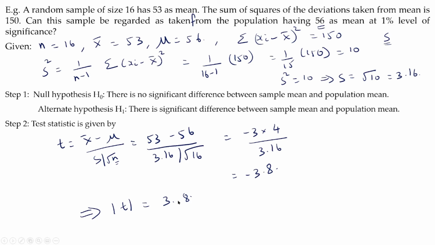Now the next step is finding the table value. Here the number of degrees of freedom is n minus 1 will be 15. So degrees of freedom nu equal to 16 minus 1, which is 15, and the level of significance alpha is 1%. So alpha equal to 0.01. So we need to find t value for 1% level of significance with 15 degrees of freedom. We have to find this value.